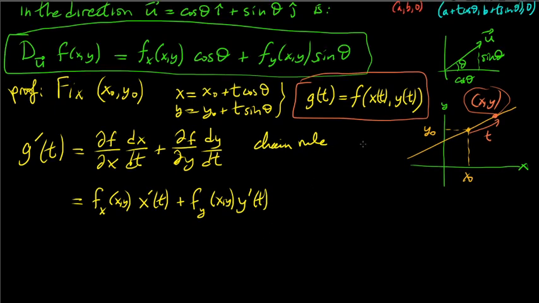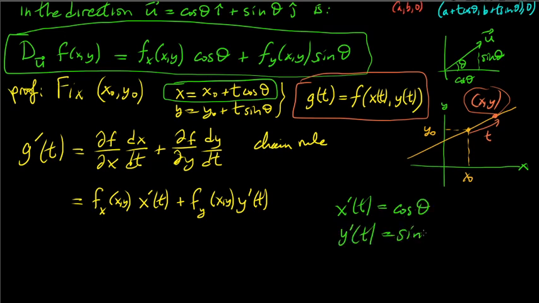Okay? Right. So now, what's x prime of t? Well, what's x, right? X is defined this way. Remember, x0 is a fixed number. It's just a number. And theta is a fixed number. So this is a function of t. So if you take the derivative with respect to t, you just get 0 plus cosine theta. And for y prime of t, of course, you just get sine of theta, right?